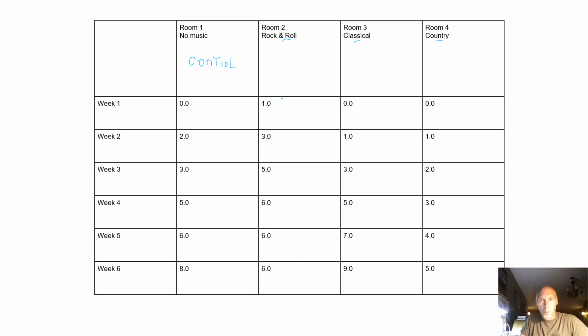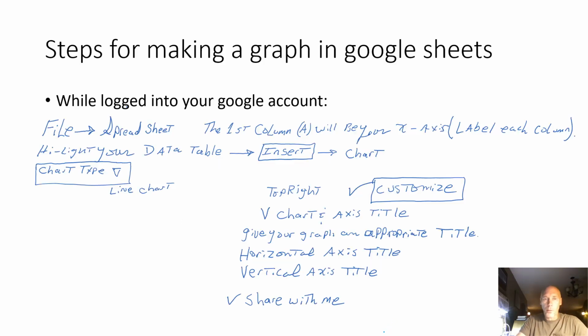Started off in room 1. The first one, after 1 week, they were a centimeter tall, so they started growing fastest in the rock and roll. And then they kind of went up, and then it stopped right there at 6 centimeters. In the control, it stopped at 8 centimeters. The classical one went all the way up to 9 centimeters, and the country music room went up to 5 centimeters, okay? So we need to take that data and turn it into a graph.